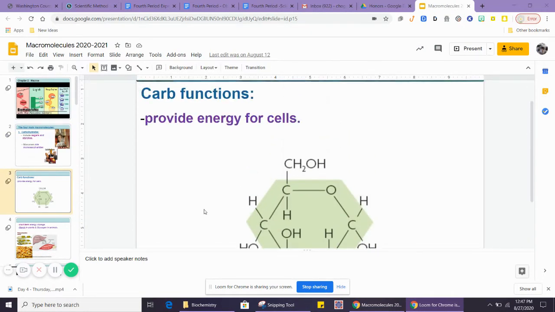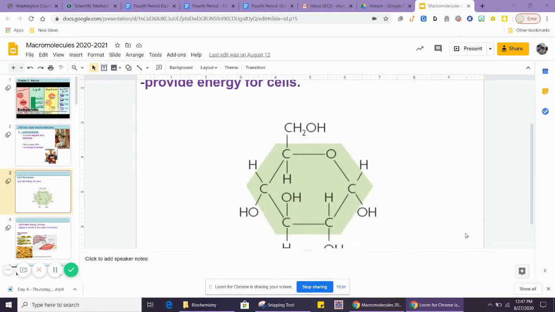Now we'll talk about the functions. So you should also have a basic idea of what each of these macros do. And when you're talking about carbs, the big function when it comes to carbs is providing energy for our cells. Now what you're looking at here is glucose, and glucose is going to be your main monosaccharide, your main carb that you will need to know this year.